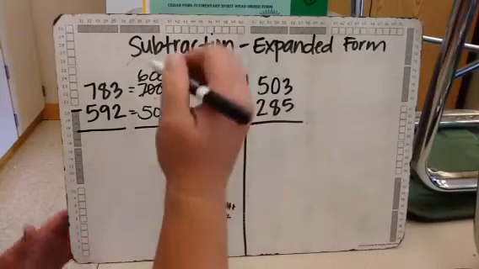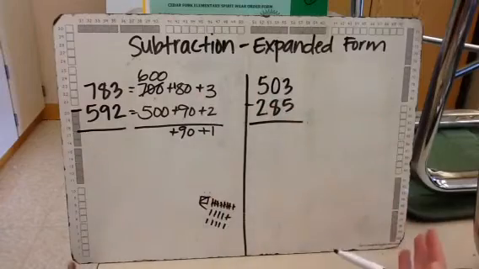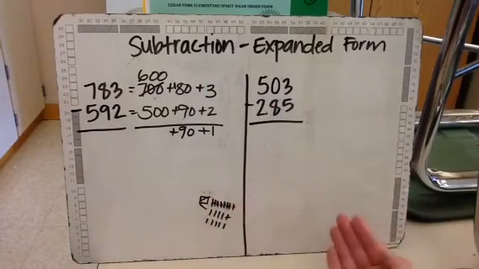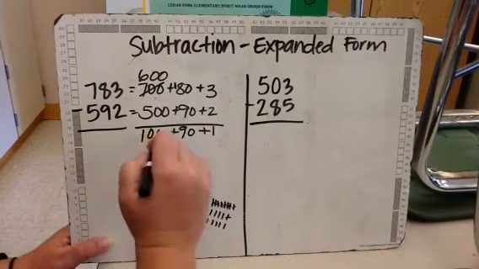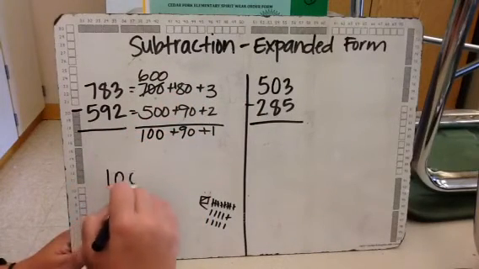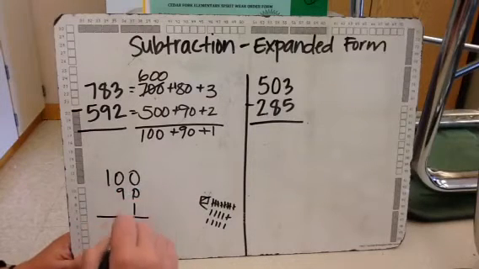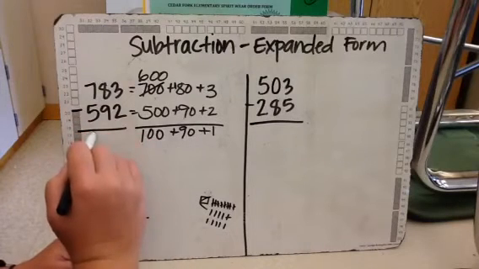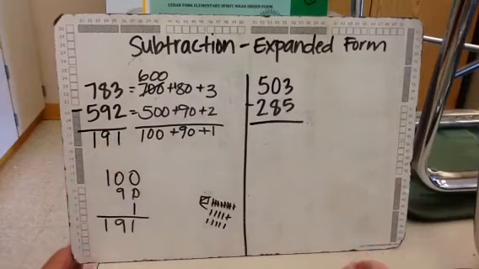So again, instead of sitting there and struggling and not having enough fingers to use, go ahead and use a visual. And now I can subtract my hundreds. 600 minus 500 is 100. So now I'm going to put this back into standard form. Add my ones, add my tens, and add my hundreds. So 783 minus 592 is 191.